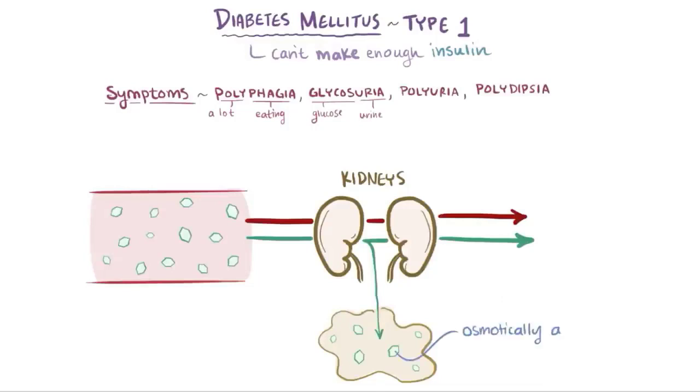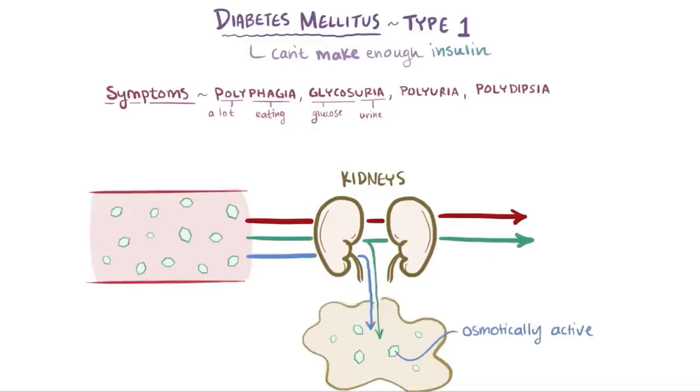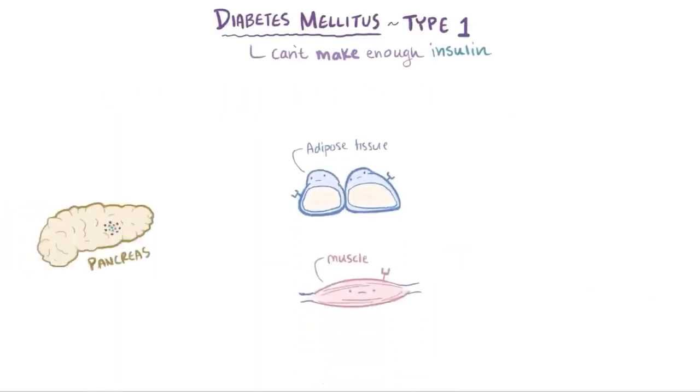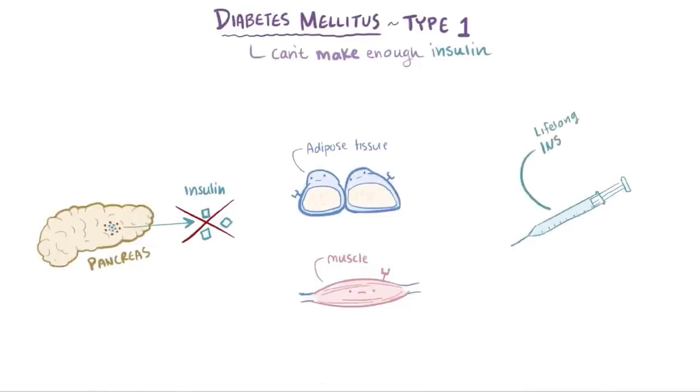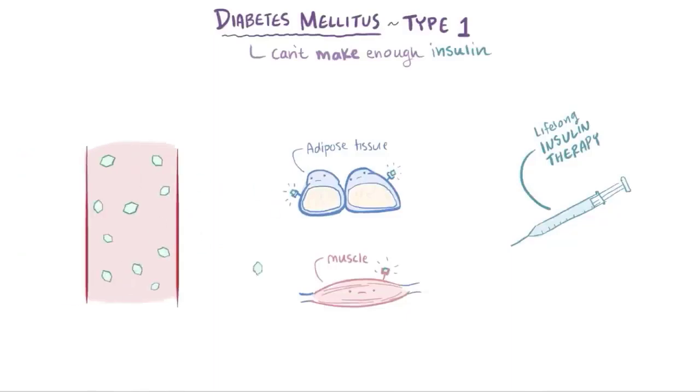Since glucose is osmotically active, water tends to follow it, resulting in an increase in urination, or polyuria. Poly again refers to a lot, and uria again refers to urine. Finally, because there's so much urination, people with uncontrolled diabetes become dehydrated and thirsty, or polydipsia. Poly means a lot, and dipsia means thirst. Even though people with diabetes are not able to produce their own insulin, they can still respond to insulin. So treatment involves lifelong insulin therapy to regulate their blood glucose levels and basically enable their cells to use glucose.